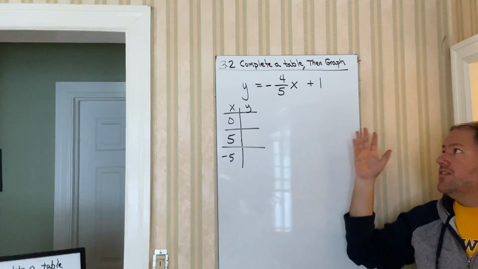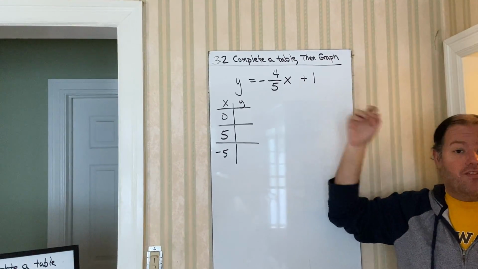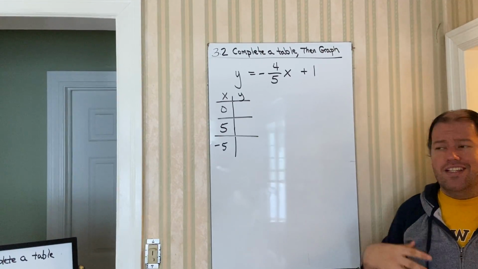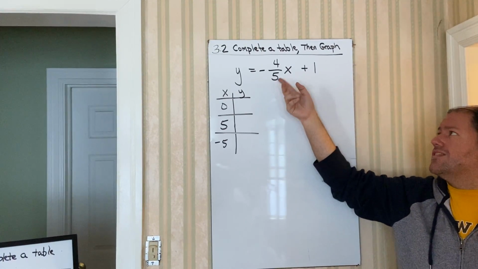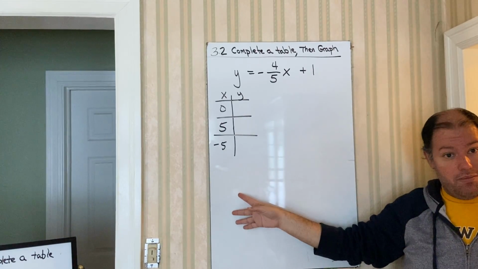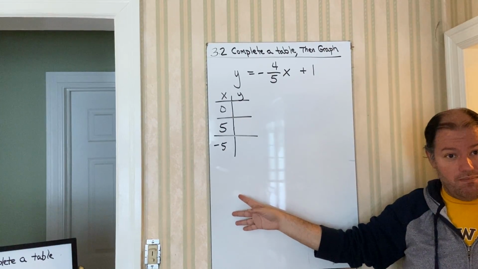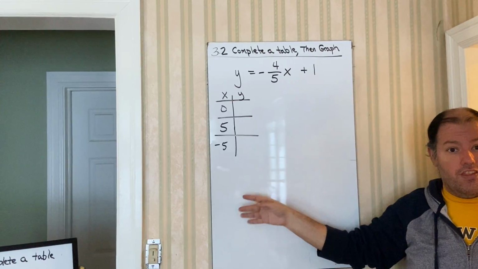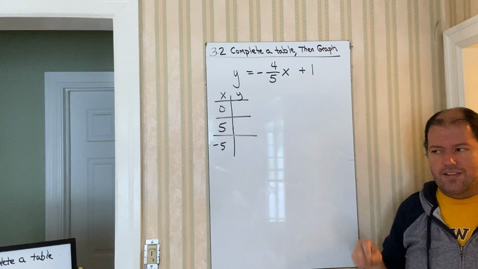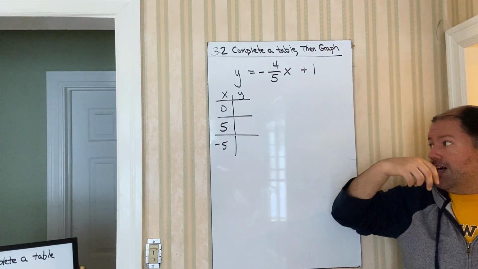So I wanted to do another one of these problems, but with a fraction, just to show you that a fraction shouldn't scare you. So they still want you to complete a table. Then you're going to have them as ordered pairs so that you can plot them. And once you're plotting them, the third part is connecting those points in one straight line. So it doesn't matter that they gave you a fraction.